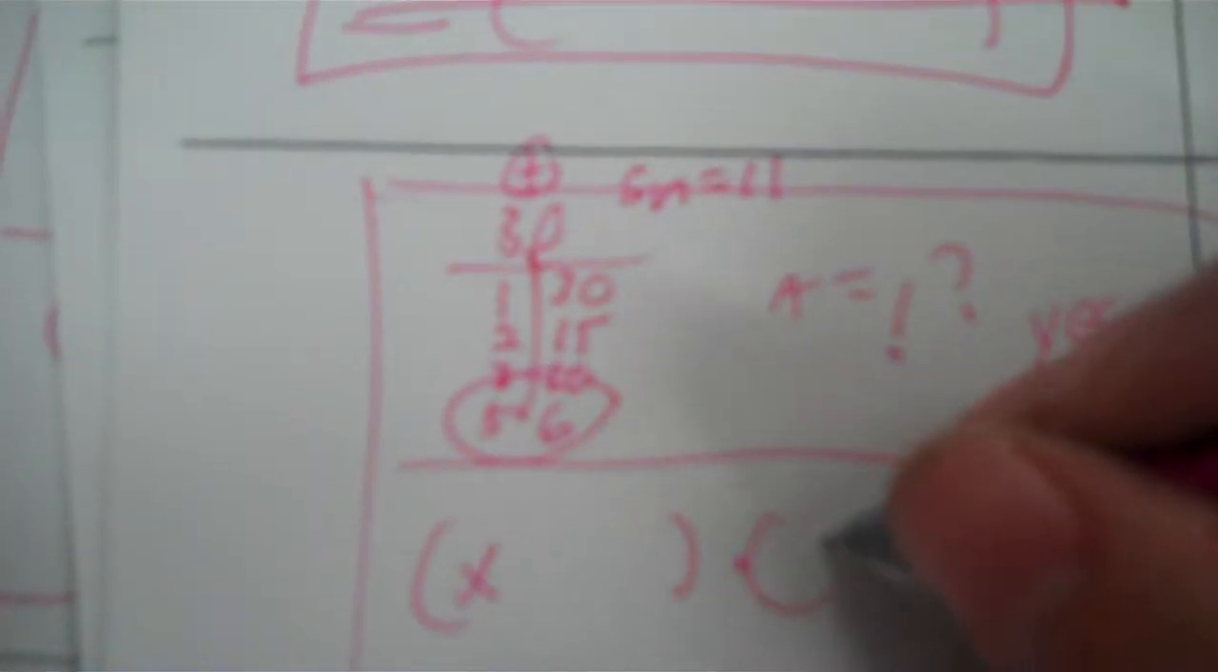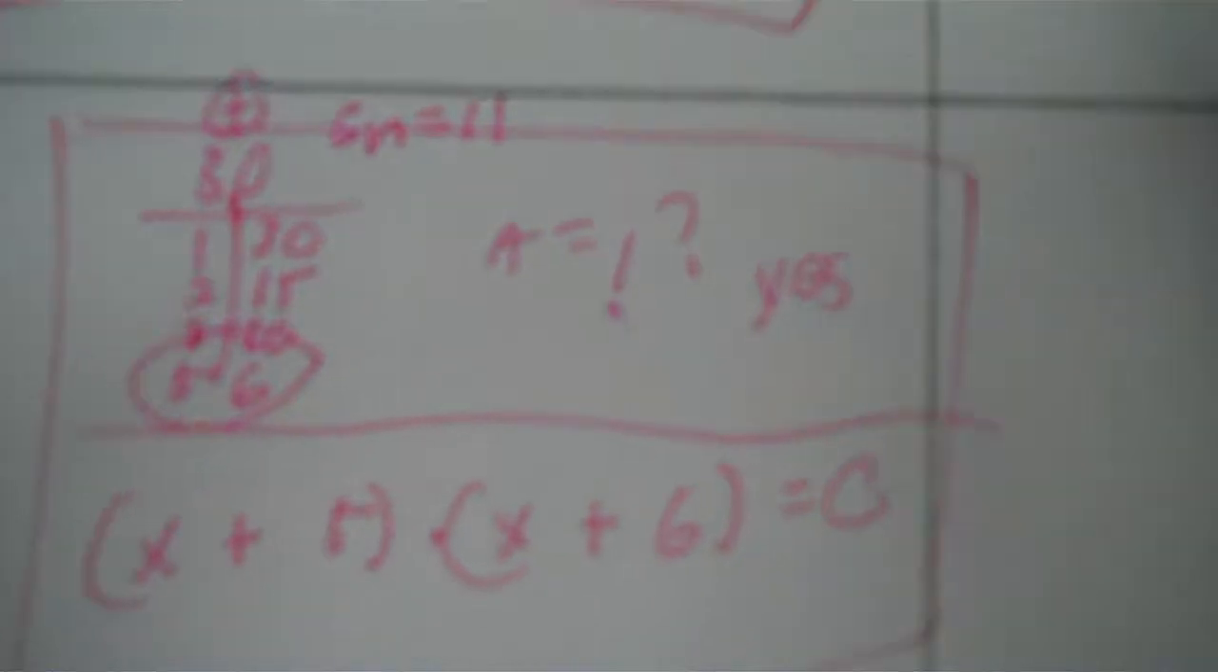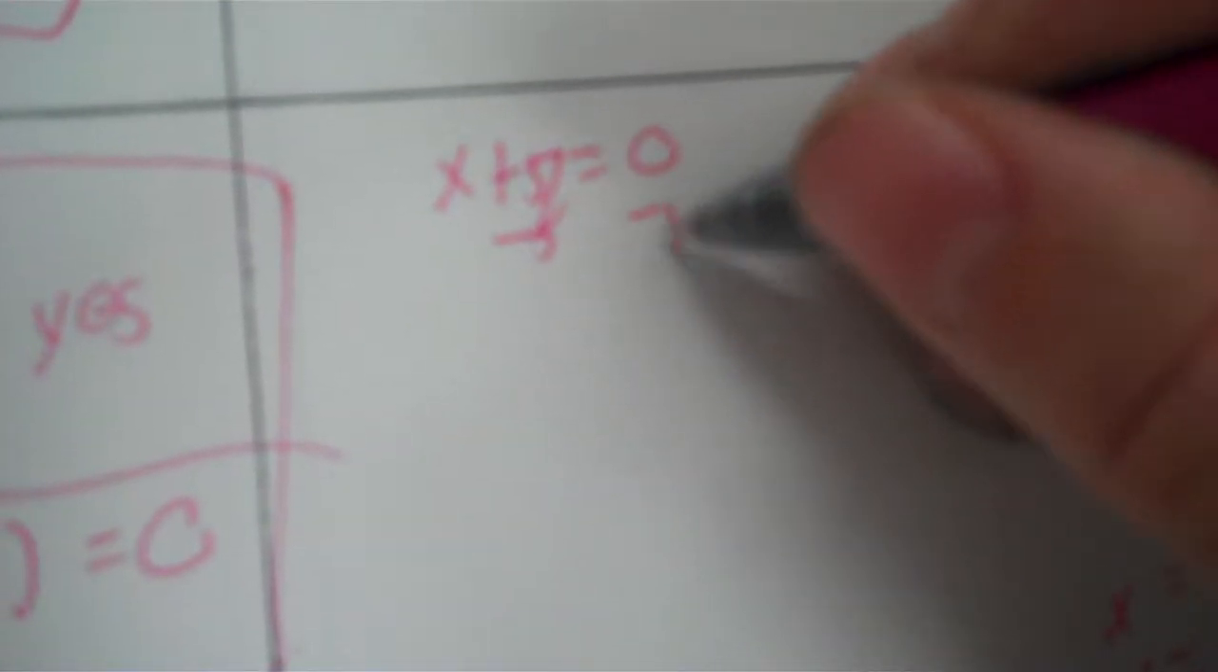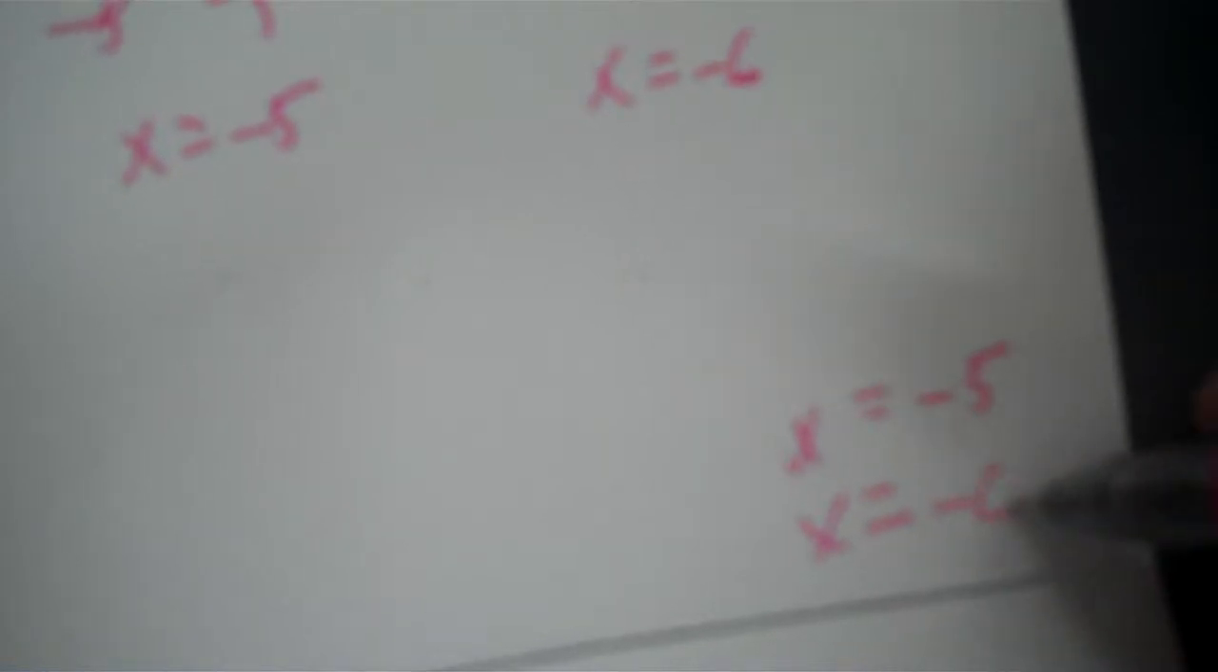So I got X times X, and then 5 times 6. So I got plus 11, so plus 6, and a sum means they're the same, so plus 5. So either x plus 5 can equal 0 or x plus 6 could equal 0. So I minus 5 from both sides, and I get negative 5 for my first solution, minus 6. I get negative 6 for my second solution.